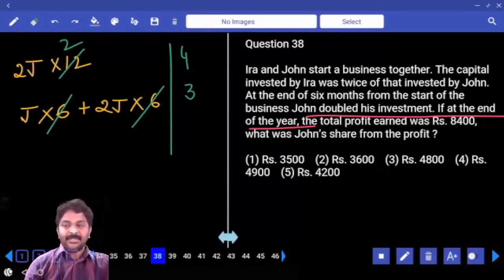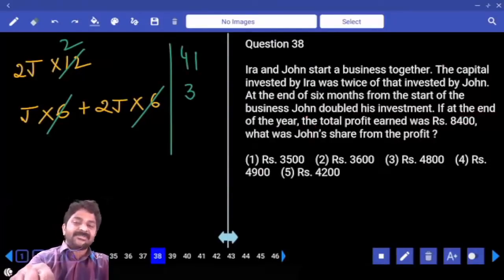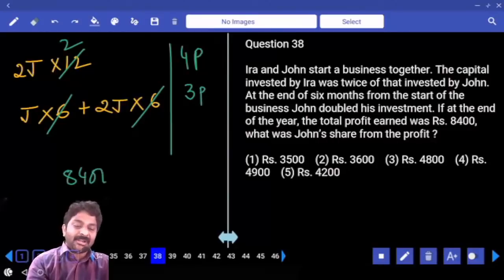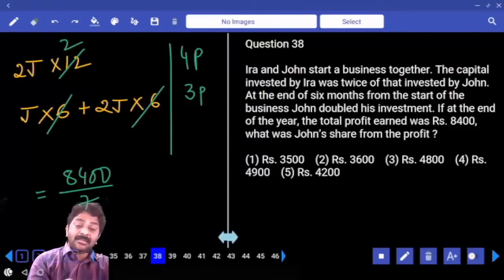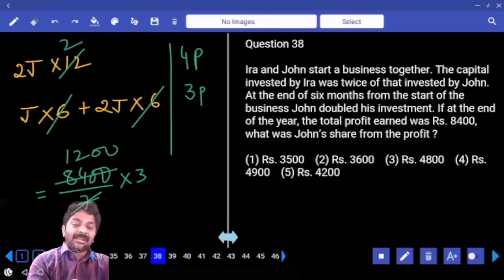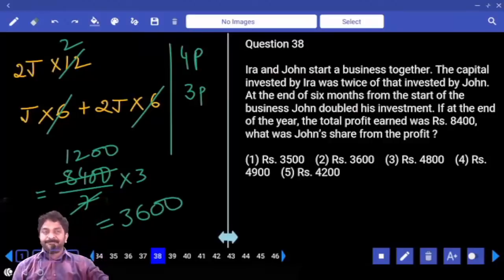So total how many parts do we have? 8,400 is divided into 7 parts. What is your question, about Ira or John? John gets how many parts? That means 3 only. 7. 1200 times 3, 3600.